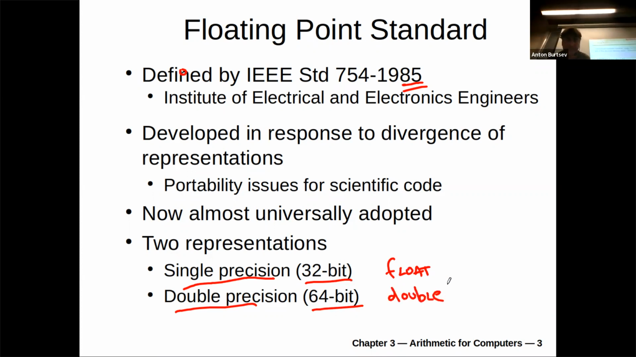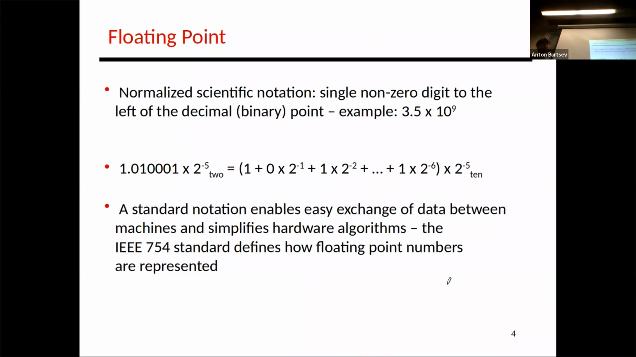And just to give you a little bit more details about what this number is, we will think of numbers as represented in this normalized scientific notation, which means that there will be only a single non-zero digit, like here, 3, to the left of the decimal binary point. And then it will be some number of digits here and multiplied by an exponent.